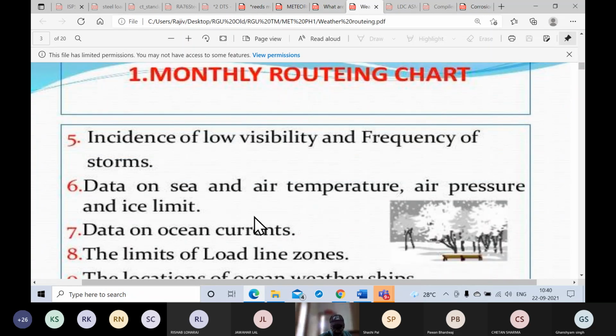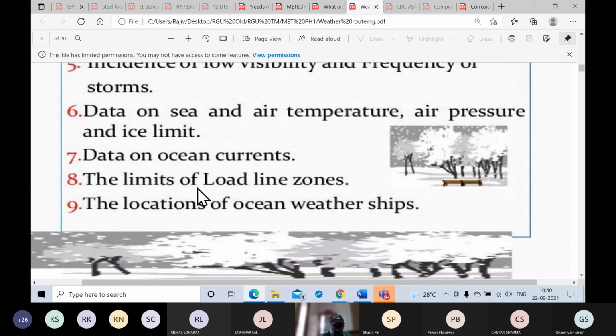Ice limit is also mentioned there. Of course, temperature and air pressure are always there. Data on ocean currents, very important. And the limits of load line zones, which is to be used. This is superimposed on the monthly routing chart. With the limits of the load line zones shown by red marks, you will get to know what zones are to be used. It's also very important for you because you have to meet the load line criteria at any time on the passage.